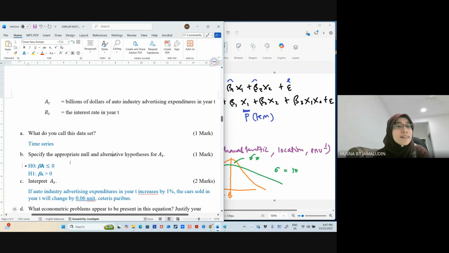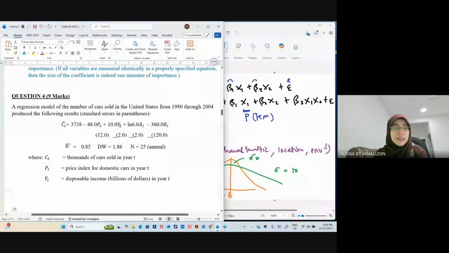So specify the appropriate null and alternative hypothesis for A. What is A? Your advertisement. So what do you expect? Okay, let me see the equation first, okay? This is the cars sold. Okay, the sales of the car. So of course, the sales of the car depends on the price of the car. You expect when the price is high, what happens to the sales of the car? The sales will fall. You are happy with a negative sign. Income, disposable income. What is your expected sign?